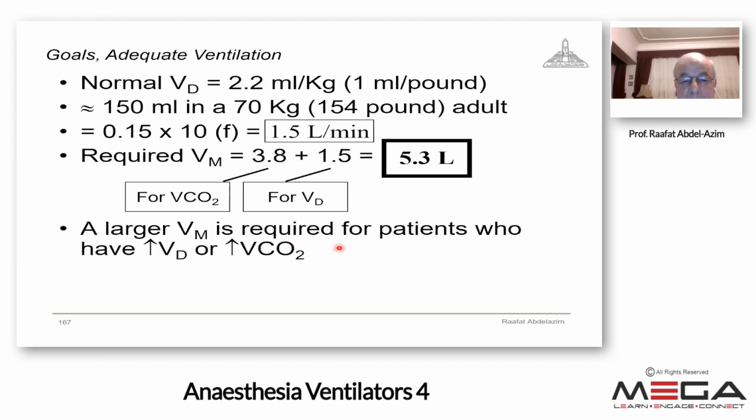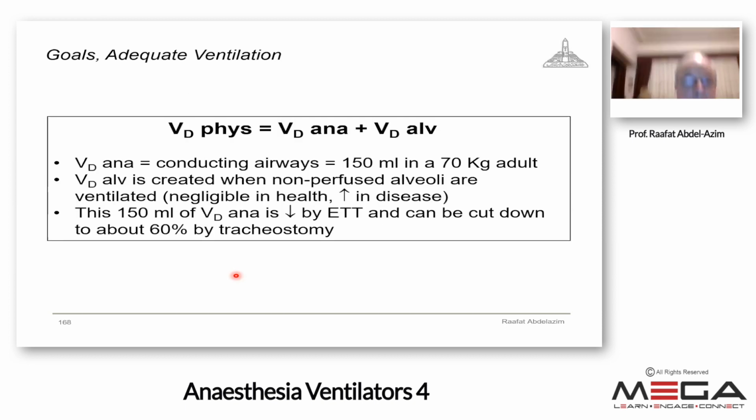Increasing the minute volume is required for patients who have more dead space or who have more carbon dioxide production. Carbon dioxide production is more in thyrotoxic patients, in feverish patients, during pregnancy, in certain conditions of sepsis, and so on. Whenever we have carbon dioxide more than normally produced, we need to increase the minute volume. Go now to the dead space to have some information.